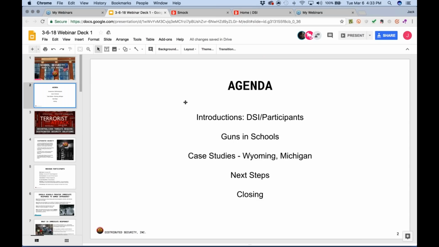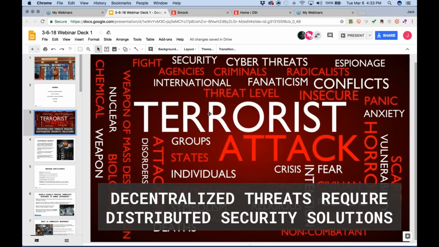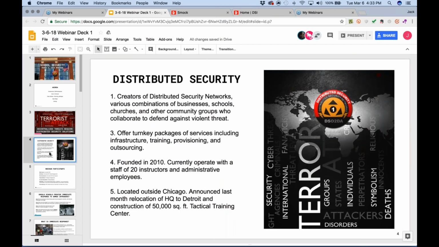So with that, let me tell you a little bit more about Distributed Security. You're going to see this tagline used throughout today, and you'll hear us talk about decentralized threats. Coping with decentralized threats requires distributed security solutions, and that's what we're all about here. We are the creators of what we call distributed security networks, which are various combinations of businesses, schools, churches, and other community groups who get together and collaborate in order to defend against violent threat. Distributed Security offers a turnkey package of services, including infrastructure, training, provisioning, and outsourcing to businesses, schools, churches, and other community groups. We'll tell you more about that in a follow-up email after the webinar today.